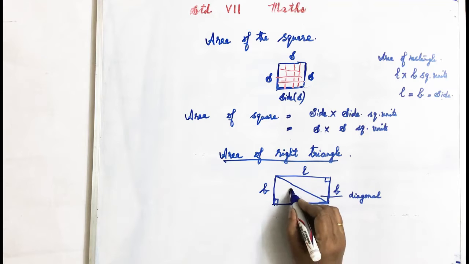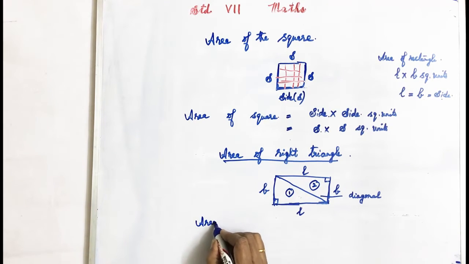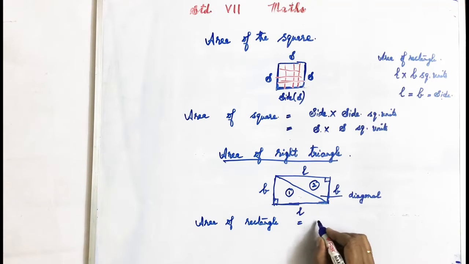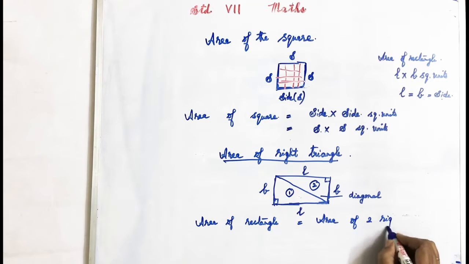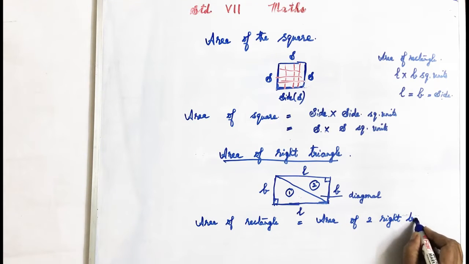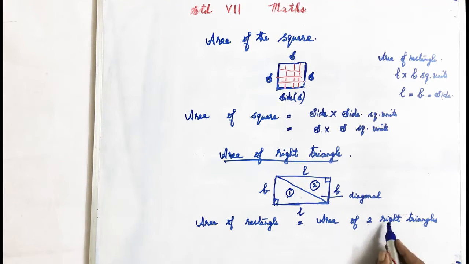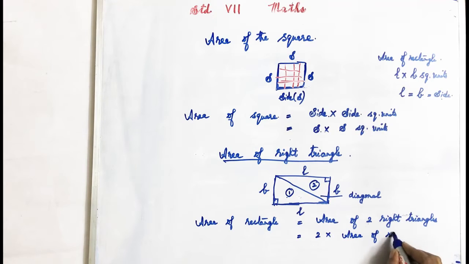So how many right triangles do we have here? Two right triangles, and their areas will be equal. So area of rectangle is equal to area of two right triangles. Because here there are two right triangles, we have to write it as two right triangles. This can be written as 2 into area of right triangle.